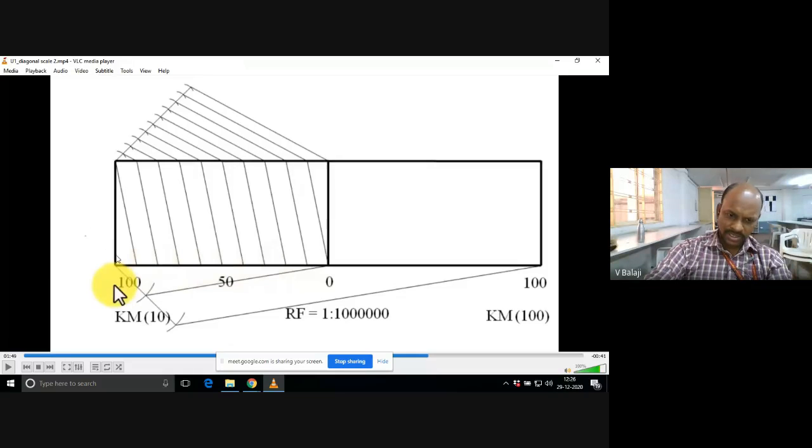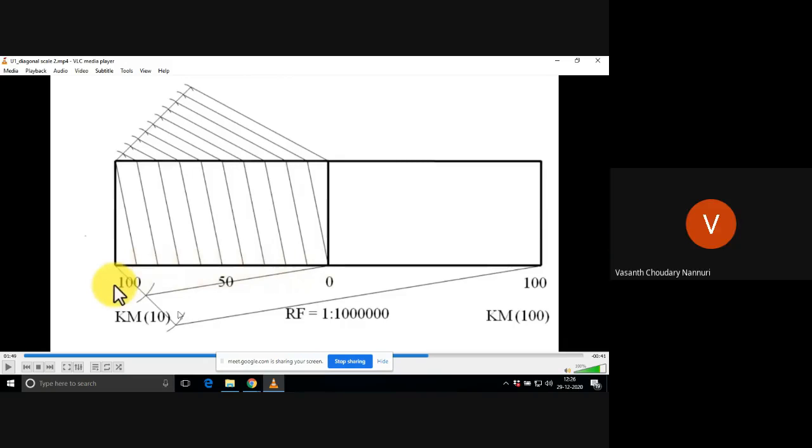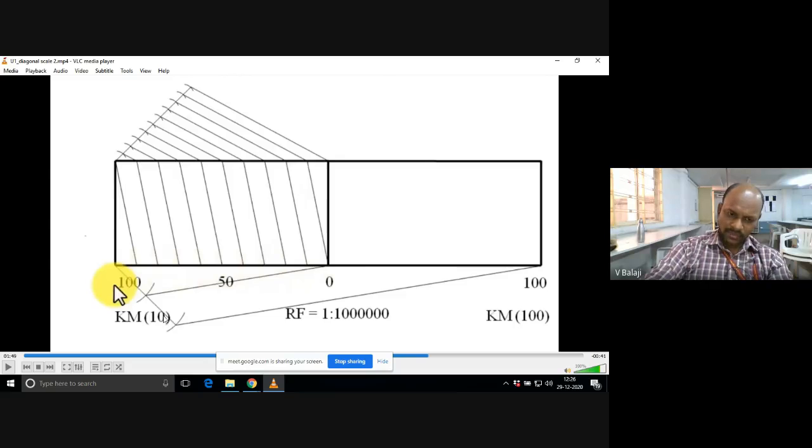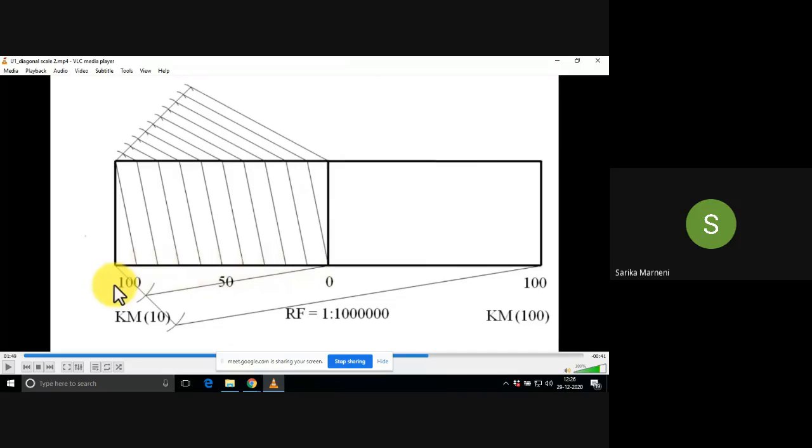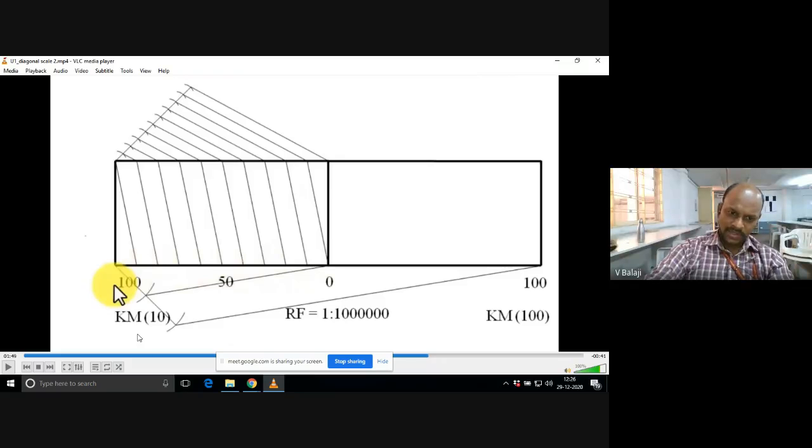Why 10 equal parts? Because each division here, how much? 10 kilometers. If you further divide by 10, each division will be? 1 kilometer. Yes, that is the sequence you need to follow.